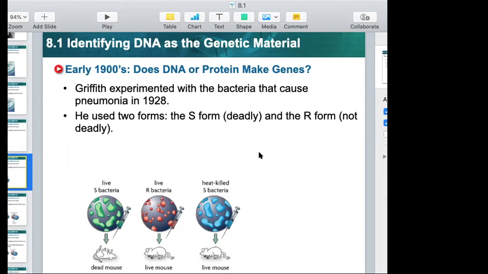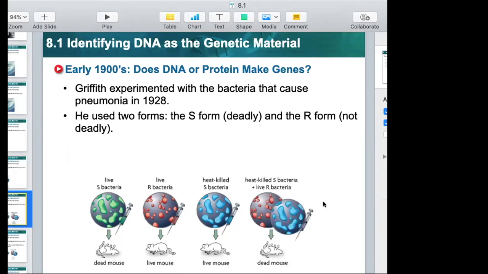And that was enough to kill the bacteria. And he knew that that's what he was doing, was killing the bacteria. And then he put it into a mouse. And the mouse survived. And so he confirmed he had killed the bacteria. With dead bacteria, the mouse was just fine.